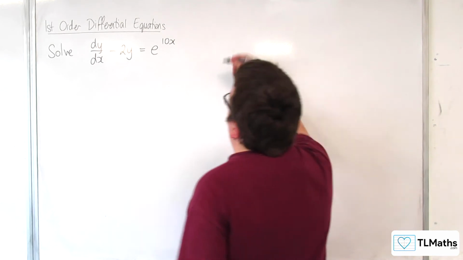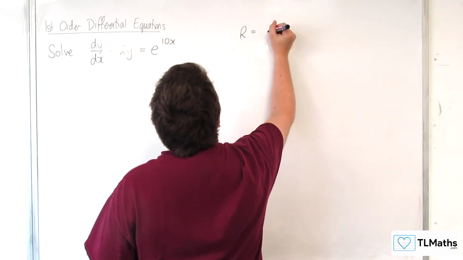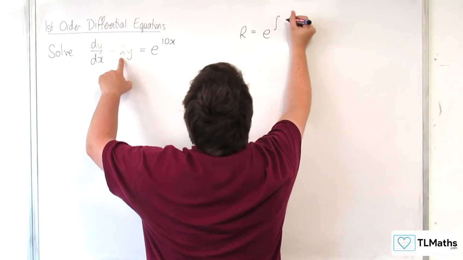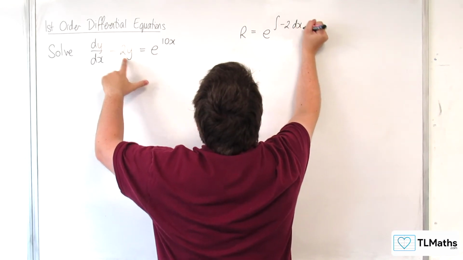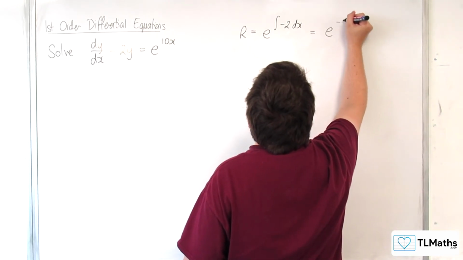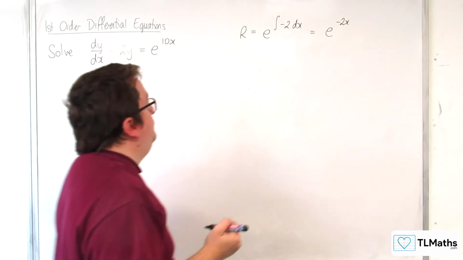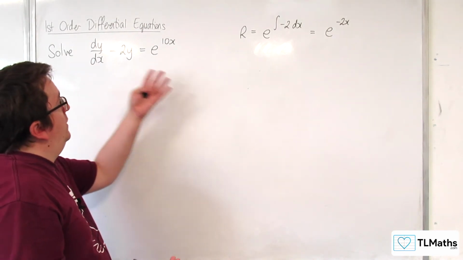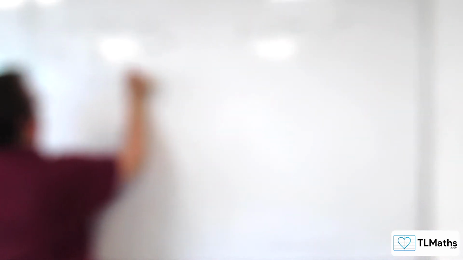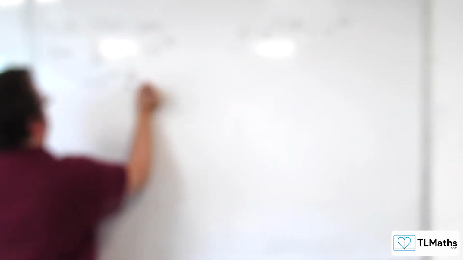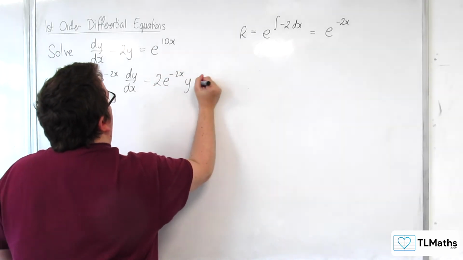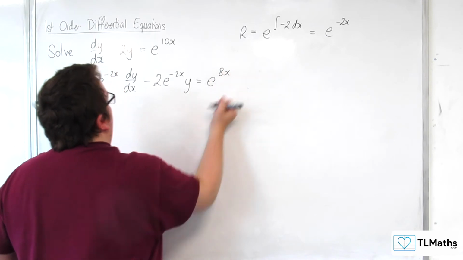So, we can find the integrating factor r, which is equal to e to the integral of p, which is minus 2 dx. So this is e to the minus 2x. And then I multiply all the way through by e to the minus 2x. So e to the minus 2x dy by dx, and then take away 2 e to the minus 2x y is equal to e to the 8x.